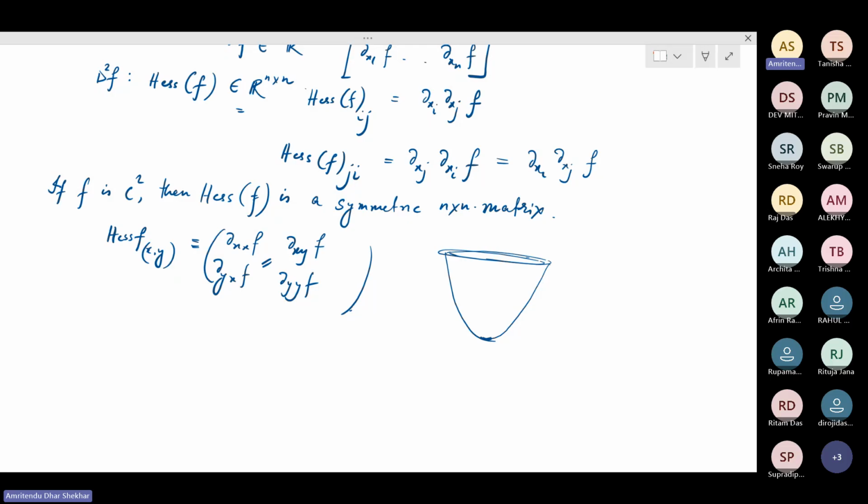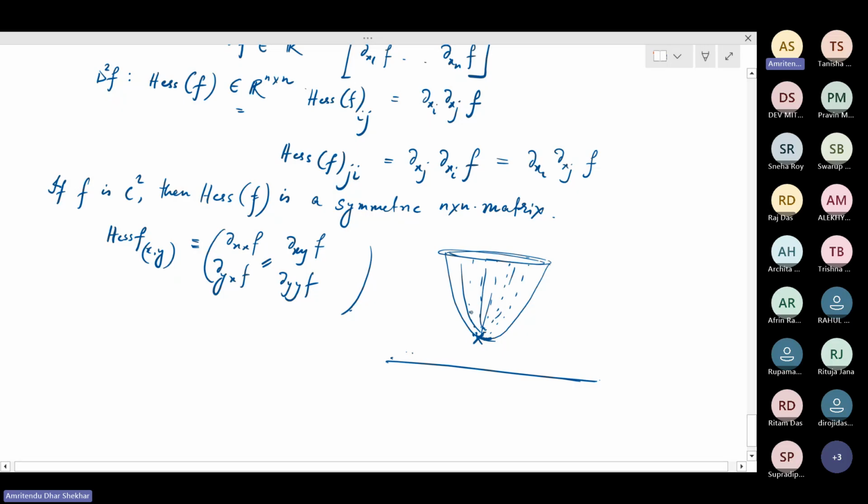Okay. So let me compute. Let's say this is the graph of some function. You should think of this as a bowl or something like that. This is like a parabola. Yeah, this is not a 2D figure. So if you look at this point, this point is a minimum.